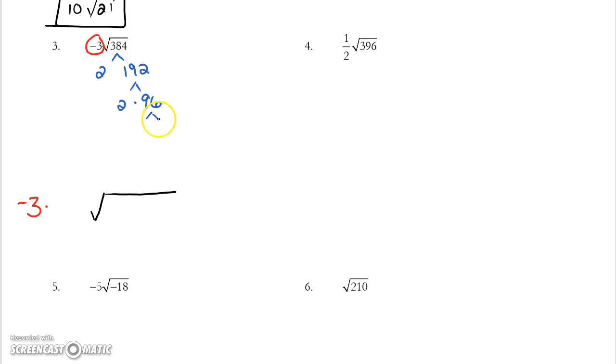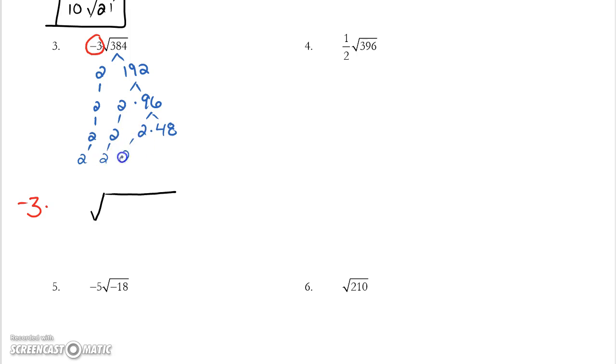96 is once again even. I can factor that by 2. That's 2 times 48. See how I might wind up losing this 2? That's why I keep bringing these down every time. So I have this 2, another 2, another 2, and a 48.